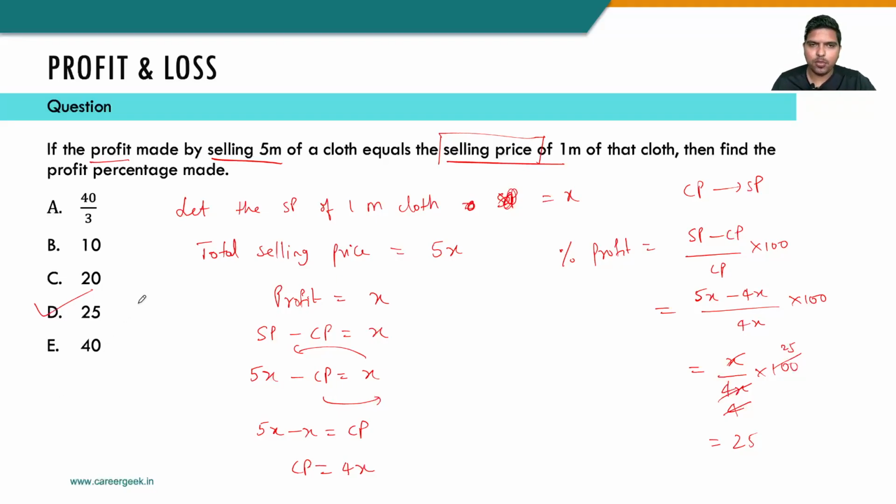Here the most important thing: if you assume cost price, then it becomes tough because we have profit in terms of selling price. So assuming the value in terms of selling price is important, and then find the cost price. If profit is given in terms of cost price, I would have assumed the cost price of 1 meter is X, and then found the selling price.